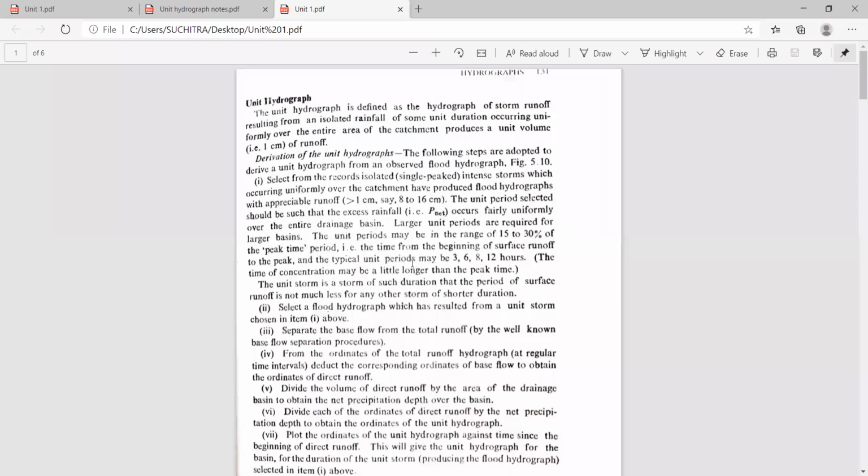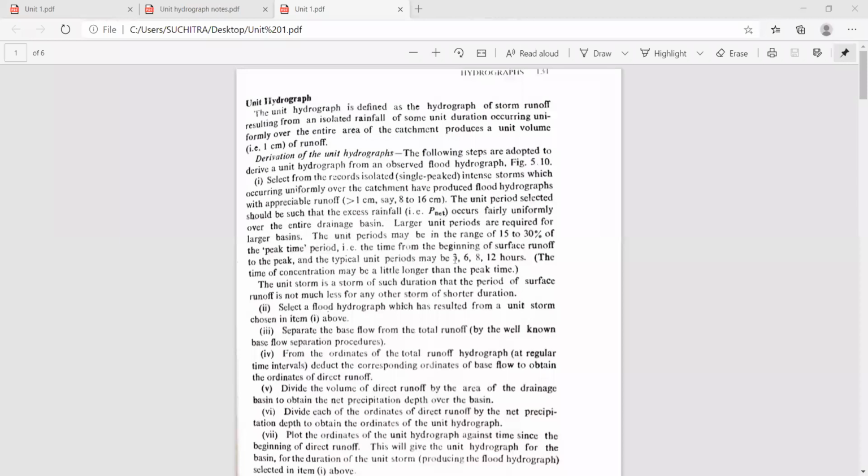So that is called the time period. It can be taken as 15 to 30% of the peak time period, that is, from the time from the beginning of the surface runoff to the peak of the hydrograph. The typical unit period may be 3 hours, 6 hours, or multiples such as 2 hours, 4 hours, 8 hours, 12 hours, 10 hours, like that. You may have any unit period.